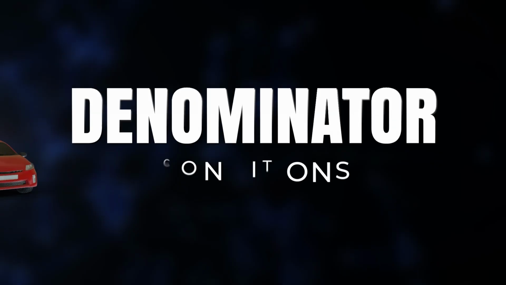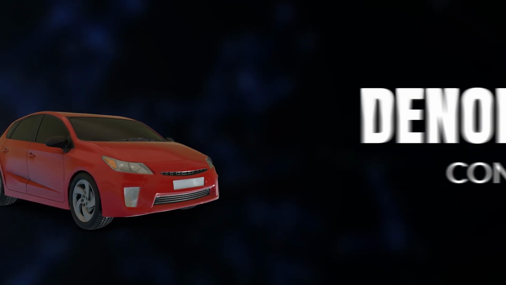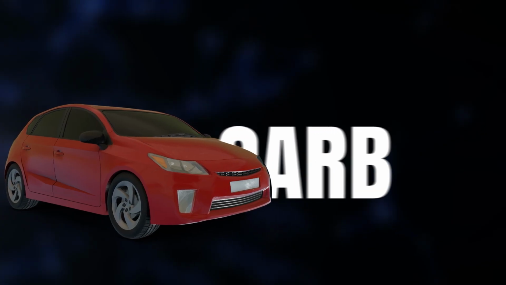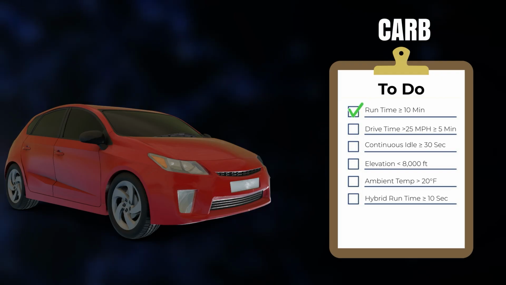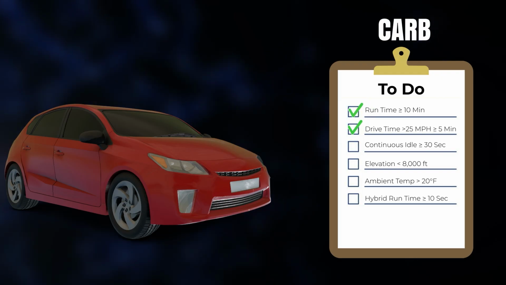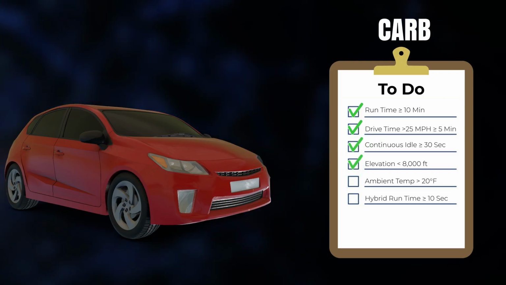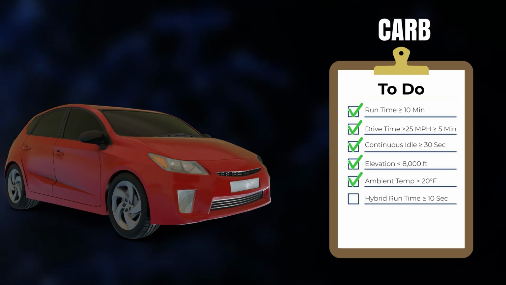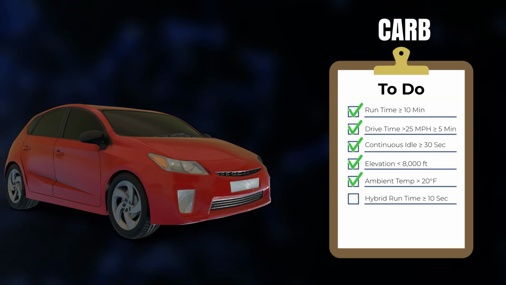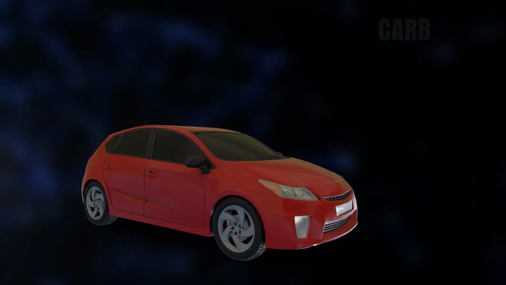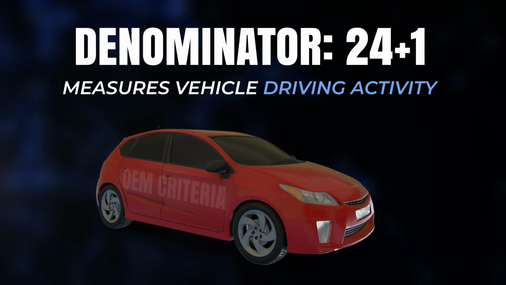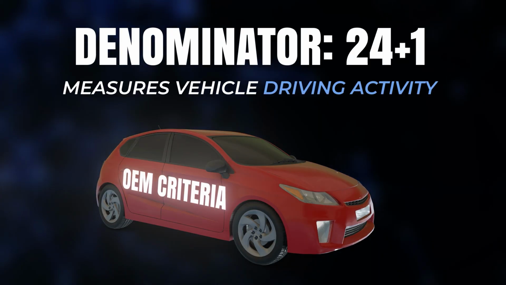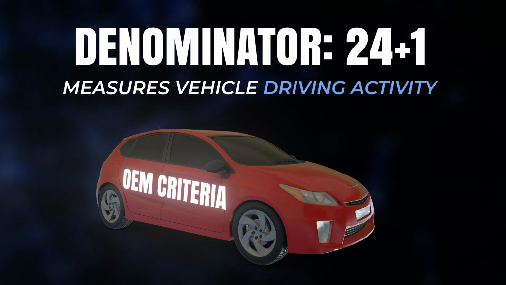The denominator, shown as conditions, is the number of times the vehicle met CARB qualifying trip conditions, regardless of whether a specific monitor actually ran. A CARB qualifying trip typically includes at least 10 minutes of run time, 5 minutes above 25 miles per hour, 1 continuous 30-second idle, elevation below 8,000 feet, ambient temperature above 20 degrees Fahrenheit, and for hybrids, at least 10 seconds of fueled engine operation. It measures vehicle driving activity, not monitor activity. And some systems still require additional OEM-specific enable criteria before completions can occur.